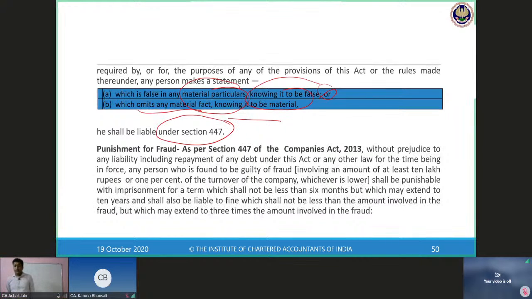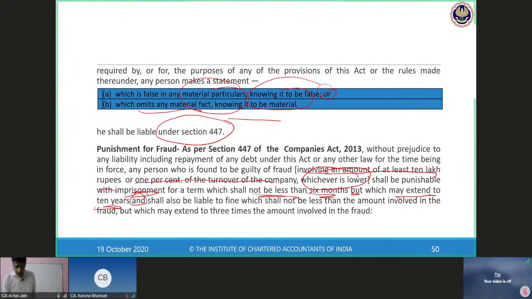Now, as per section 447, what is the punishment for fraud? Without prejudice to any liability, including repayment of any debt under this Act or any law for the time being in force, any person who is found to be guilty of fraud involving an amount of at least 10 lakh or 1% of the turnover of the company, whichever is lower, shall be punishable with imprisonment for a term which shall not be less than 6 months, but may extend to 10 years.